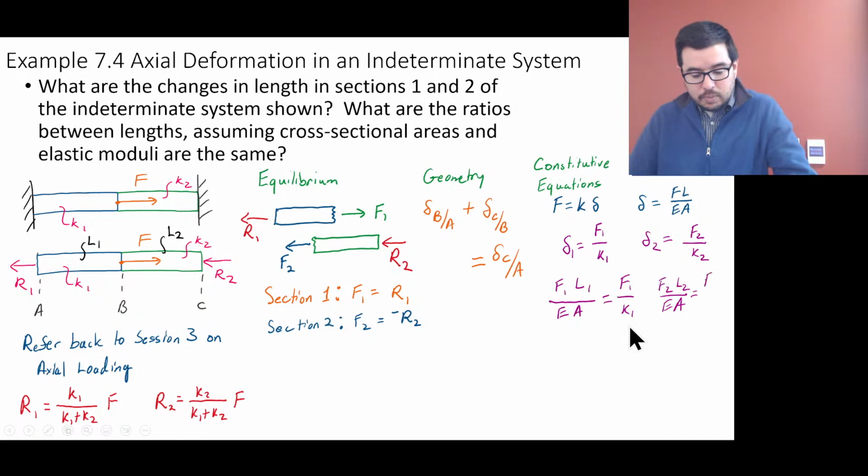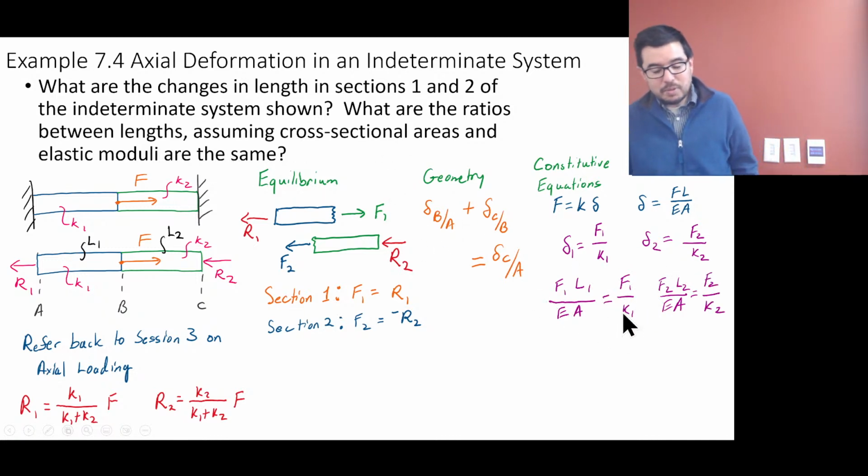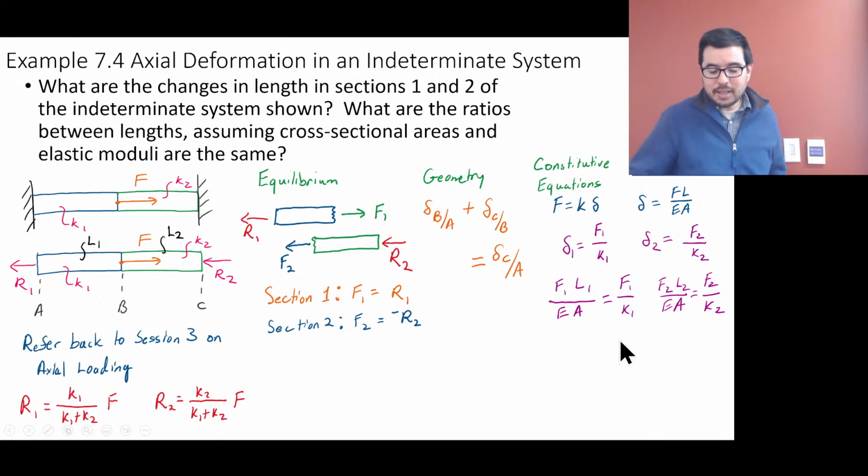And we want to know the ratios between the lengths. You could have maybe remembered that at some point we said that K is just equal to EA over L, and I could have done it that way, and that would have been fine.